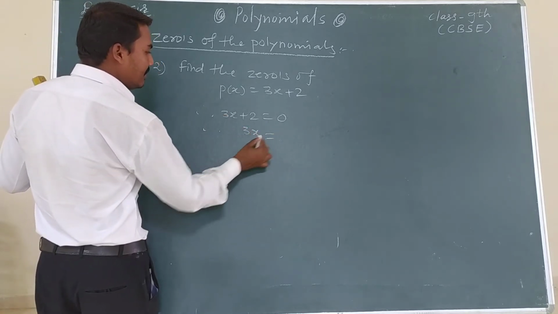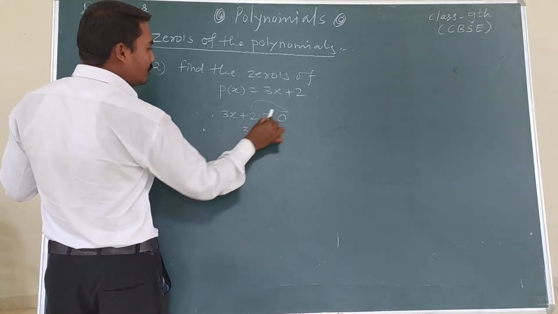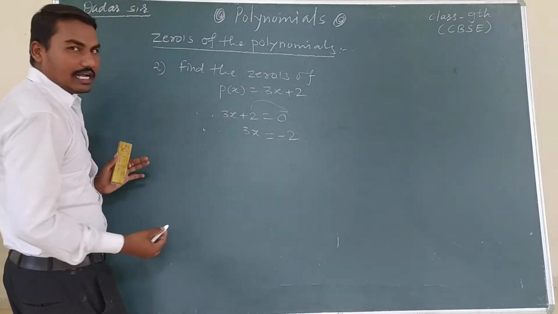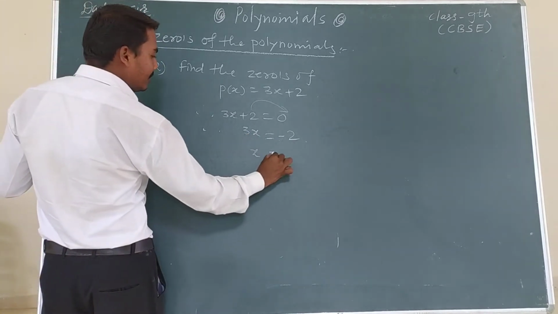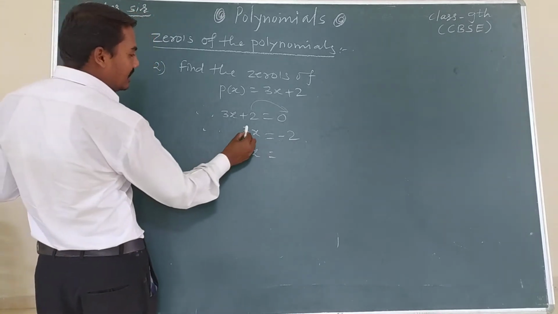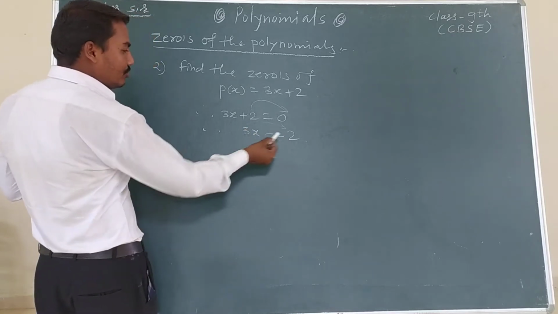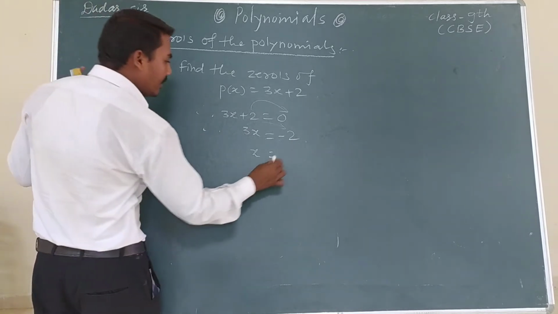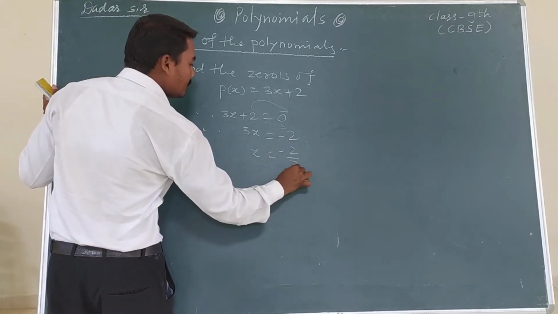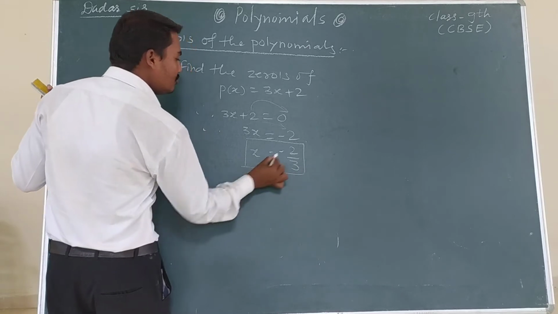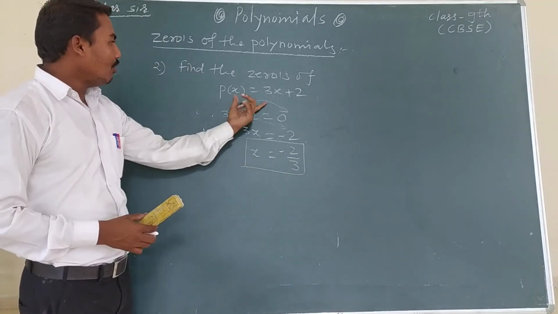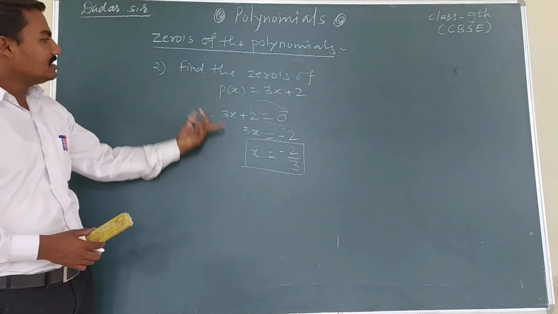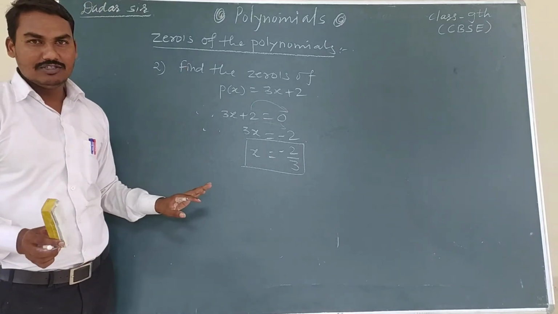So 3x remains on one side and 2 gets shifted towards the right. Here is plus, it becomes minus. I want the value of x, so x remains here as it is and 3 is shifted towards the right side. It becomes divide. Why? Because here it is multiplication; after shifting the side it becomes divide. So minus 2 by 3. So x is equal to minus 2 by 3 is the zero of our polynomial 3x plus 2. It is the simple method to find the zeros of the polynomial. Understood?